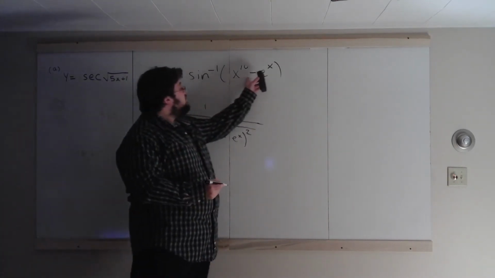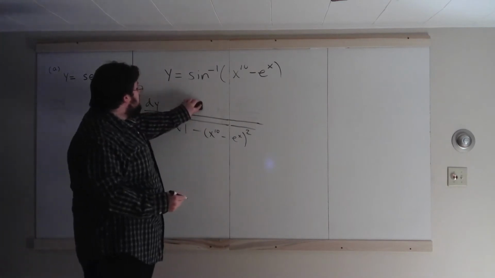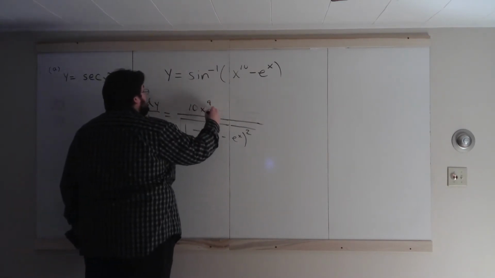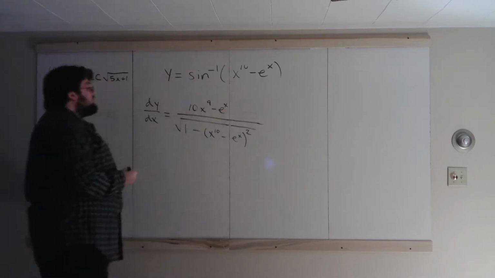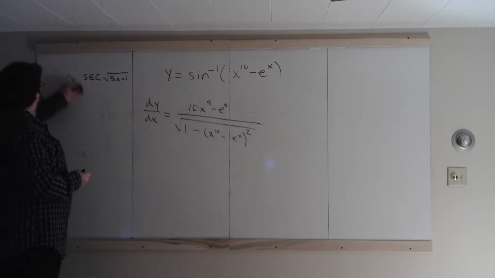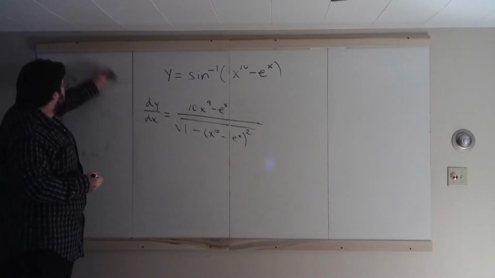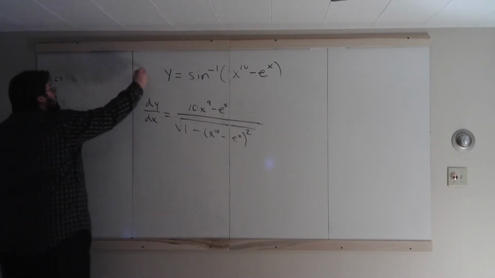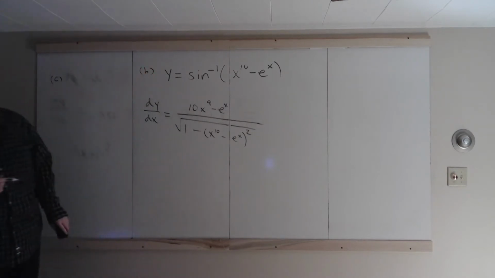But now we have to multiply by the derivative of the inside, and I'll do that by just putting it in the numerator. Derivative of the inside, 10x to the 9th minus e to the x. That was B. Maybe I should write B since I wrote an A and I'm writing a C. Part C.